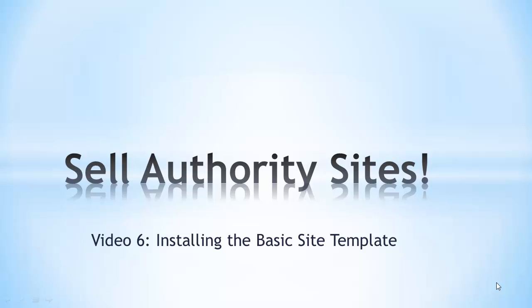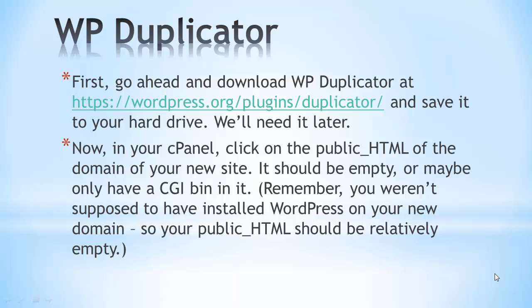This is video 6 where we're going to install the basic site template that I've sent you. First, go ahead and download WordPress Duplicator at wordpress.org/plugins/duplicator and save that to your hard drive because we'll need it later.